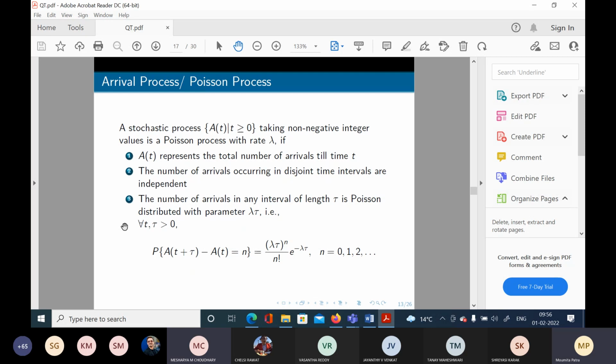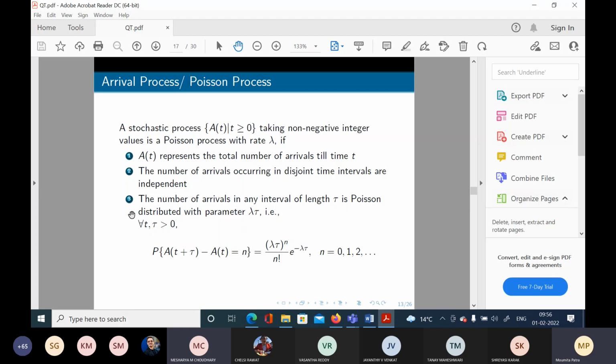That is, for all t, tau greater than 0, this must follow: P of A(t plus tau) minus A(t) equal to n is equal to (lambda tau) power n by n factorial times e power minus lambda tau, for n equals 0, 1, 2 and so on. I'm sure you all know about this, the property of the Poisson distribution that I had asked you to study. So we call any stochastic process a Poisson process if it follows these three properties.